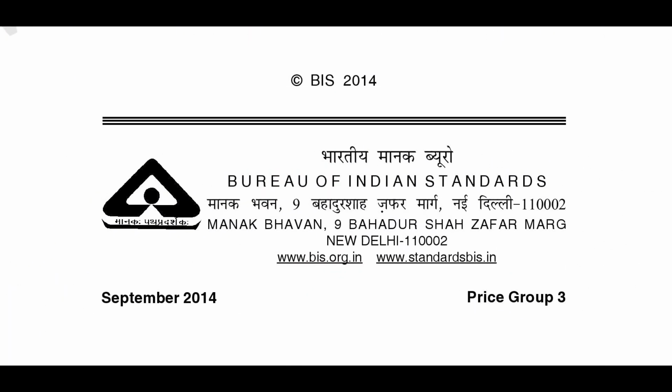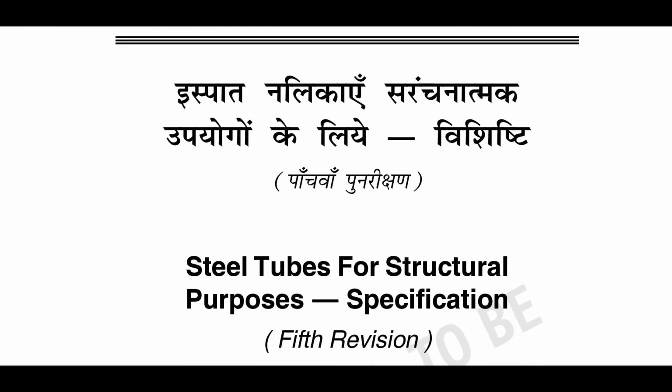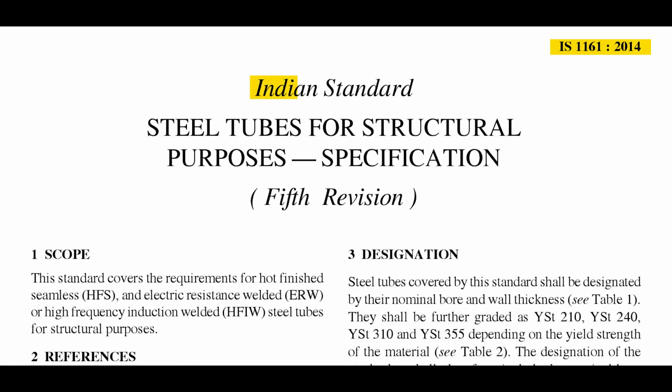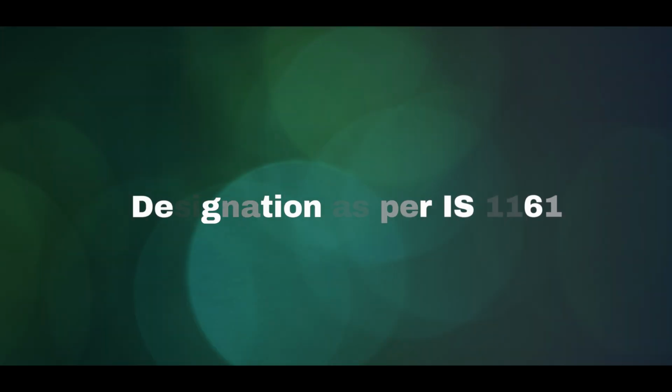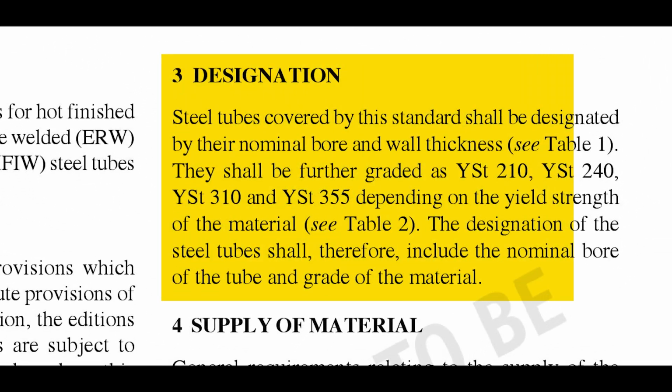The Bureau of Indian Standards has developed a specific standard for such tubes, that is IS 1161-2014, which ensures their quality and performance. The term designation refers to how steel tubes are identified based on certain characteristics. This helps us understand what type of tube is suitable for a specific purpose.